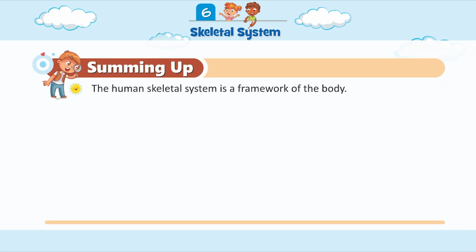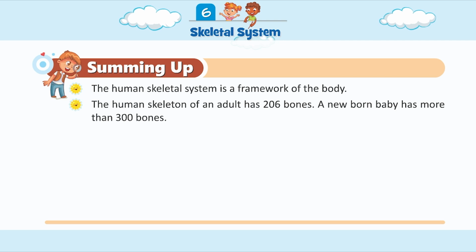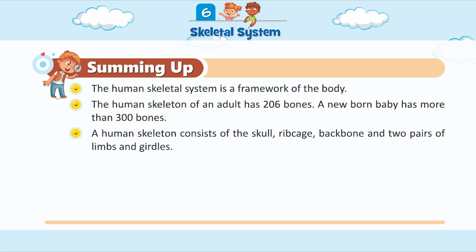Summing up, the human skeletal system is a framework of the body. The human skeletal of an adult has 206 bones. A newborn baby has more than 300 bones. A human skeletal consists of the skull, rib cage, backbone, and two pairs of limbs and girdles.